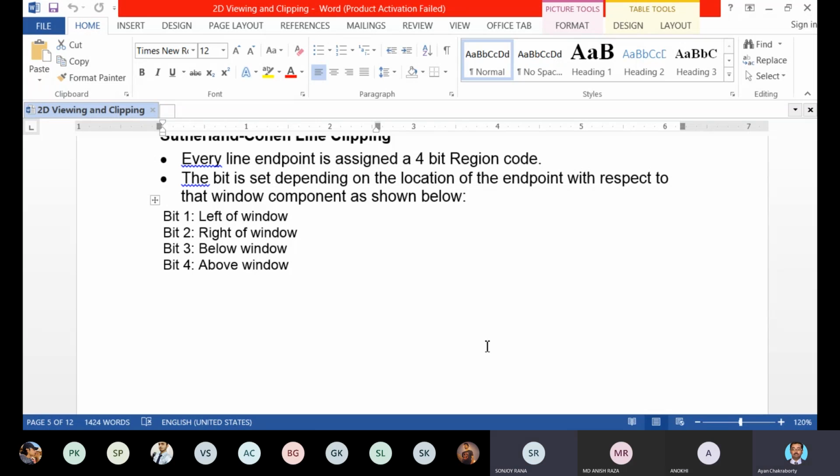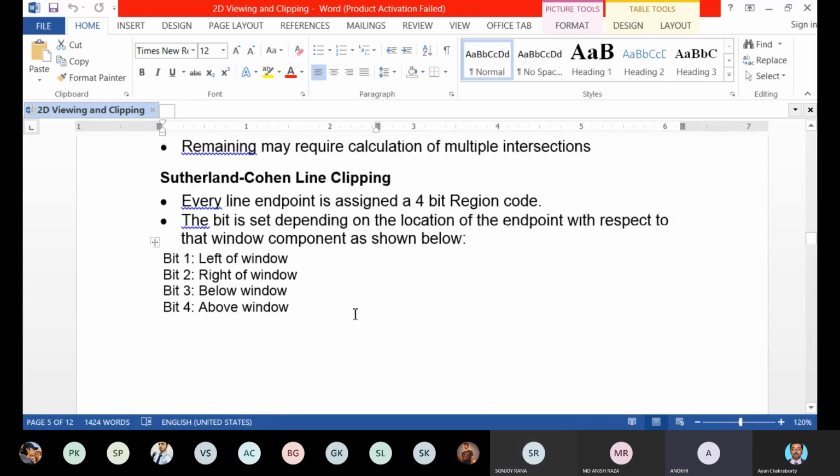Sir, is this 4-bit region code fixed for every region? Repeat your question, please. Is the 4-bit region code fixed for every region? No. For every region, we are going to create a 4-bit region code.